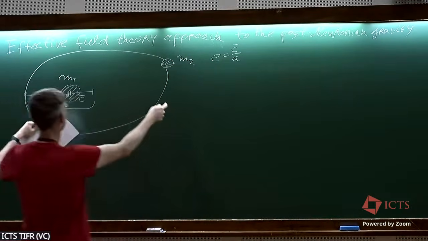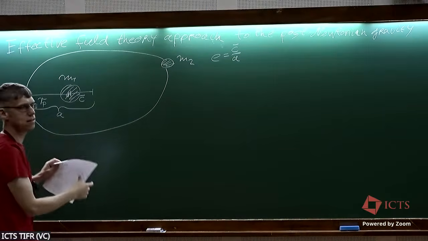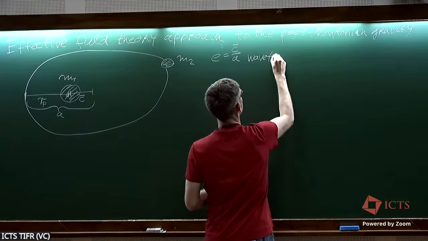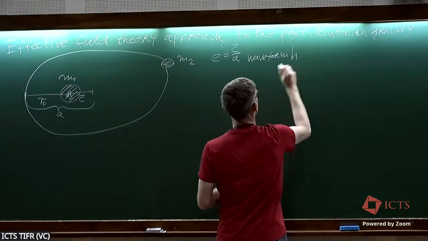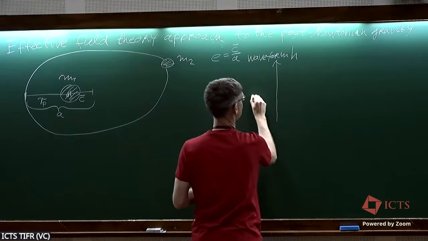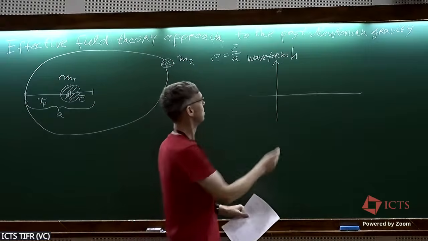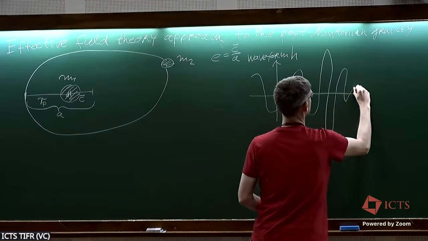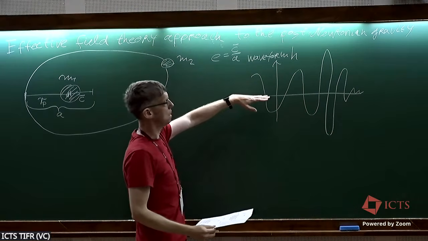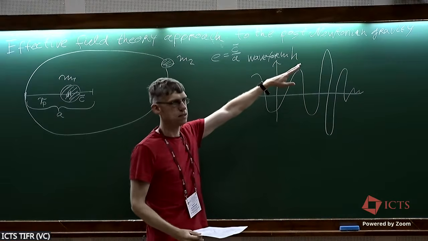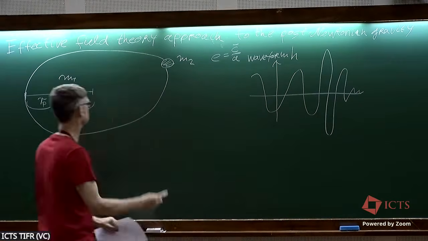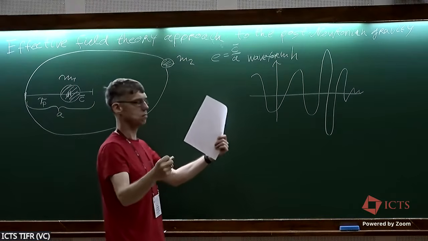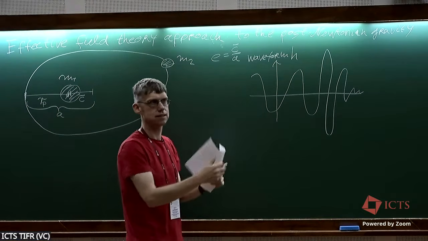Now, if these two objects orbit around each other, they will emit gravitational waves. And the waveform, I suppose you've seen it several times, but let me still draw it here. The waveform more or less looks a bit like this. You have some sinusoidal-like signal, but it increases in amplitude and frequency over time. That's because the system is emitting energy in the form of gravitational waves. So the two will move closer together, and the frequency will thus go up.